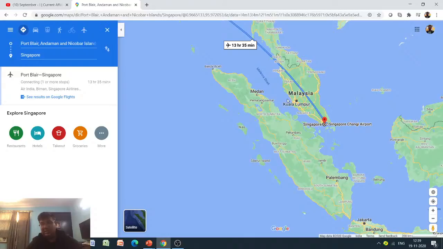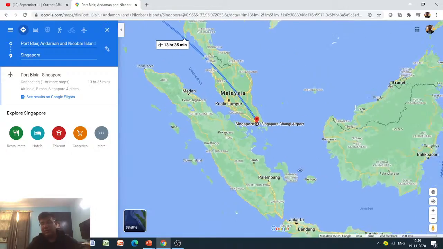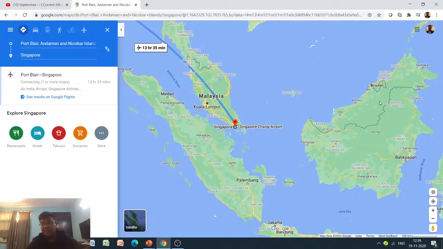This is the Straits of Malacca between the Indonesian island of Sumatra and the Malaysian mainland. Malaysia is also here. If you see, the provinces of Sabah and Sarawak are here. This is the mainland of Malaysia. And these are different islands of Indonesia.